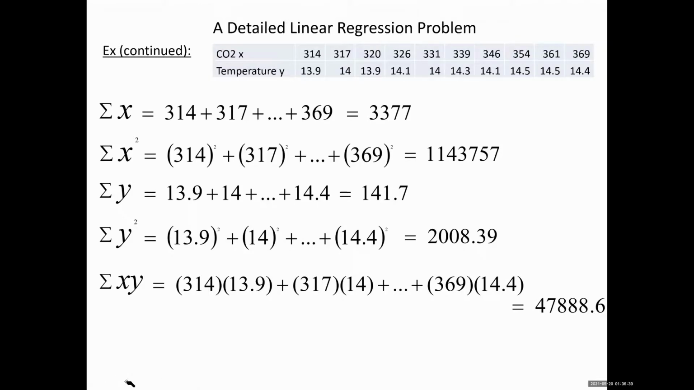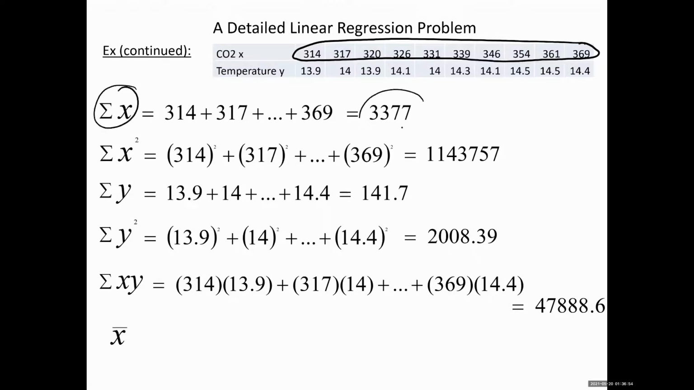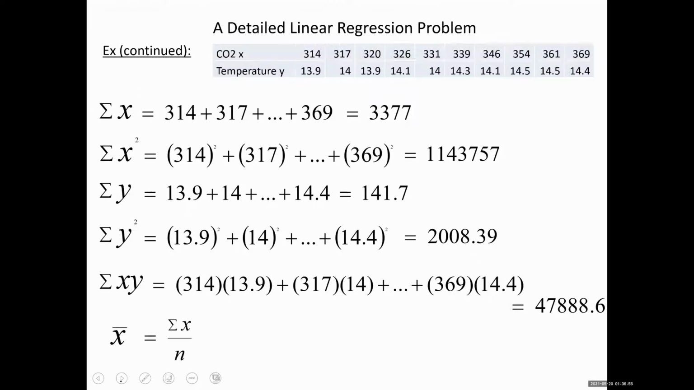And then the last thing you're going to do is calculate x bar. Remember, the bar on top of a letter means average, but this means just find the average of the x's. So you're just going to find the average of these numbers. So you're going to add them up and divide by how many you have. We already added them up over here. Okay, so you add them up and then divide by how many you have. And again, n is 10. Sum of x was 3377, so you add them up, divide by 10, and there's the answer to that.